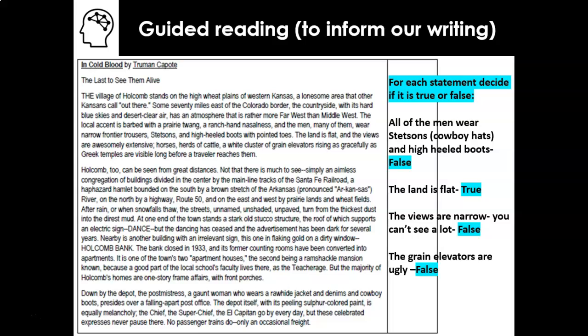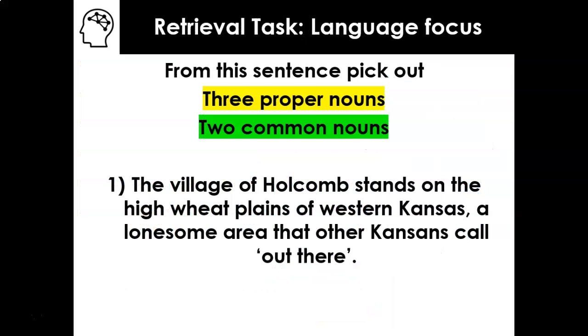So these grain elevators, we've seen them in our images, those big silver cylinders. It's saying here that these are graceful, like Greek temples. It's a beautiful simile that suggests the writer, at least, Truman Capote, finds these grain elevators beautifully gorgeous. Brilliant. Okay, so now we're going to have a little language focus task.